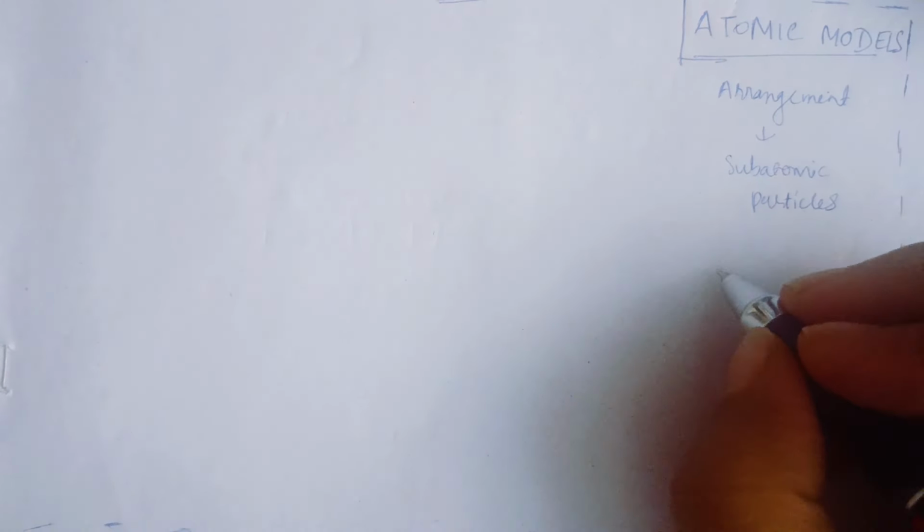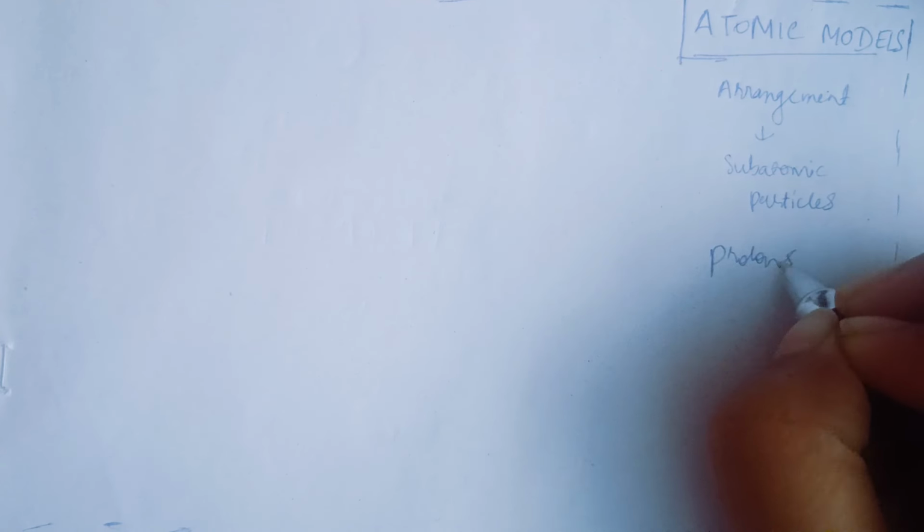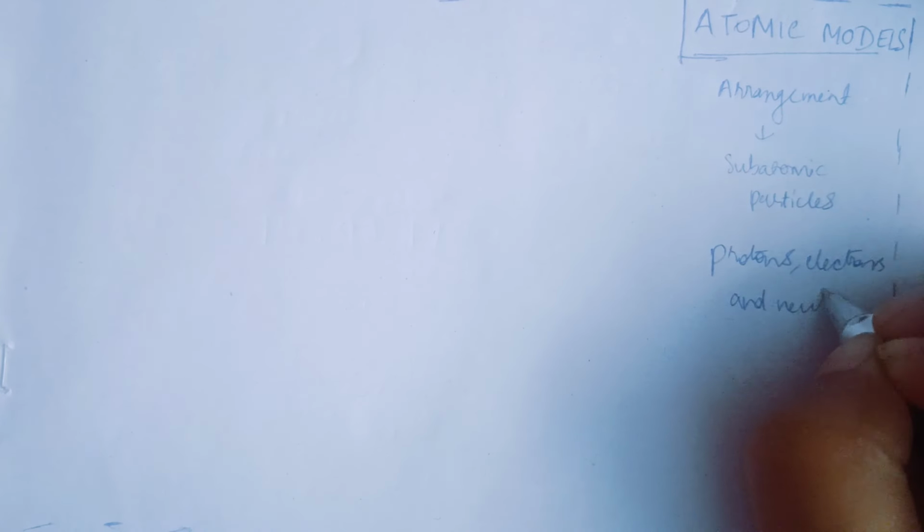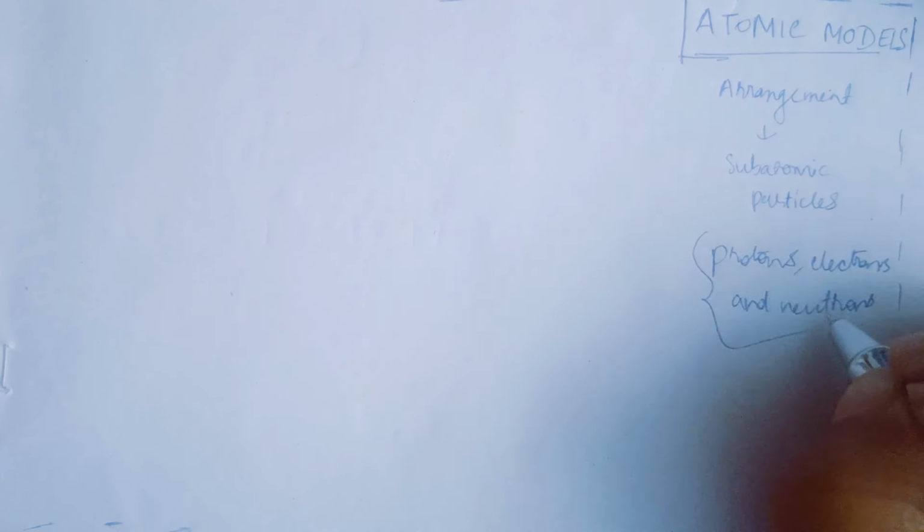Okay, so as I already explained in the first lecture, we need atomic models to understand how the subatomic particles are arranged. Okay, the arrangement of the subatomic particles, which are the protons, electrons, and neutrons. Okay, the thing is that now we know that atoms are comprised of protons, electrons, and neutrons, right?